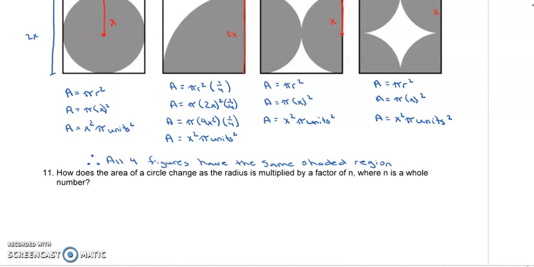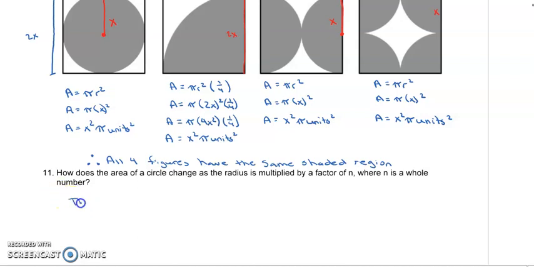All right, number 11. How does the area of a circle change as the radius is multiplied by a factor of n, where n is a whole number? So this is going back to our rules of scale factor. If I were to multiply it by 2, my area would have a scale factor of 2 squared, or 4. If I multiplied it by 8, then my scale factor area would be 8 squared, or 64.